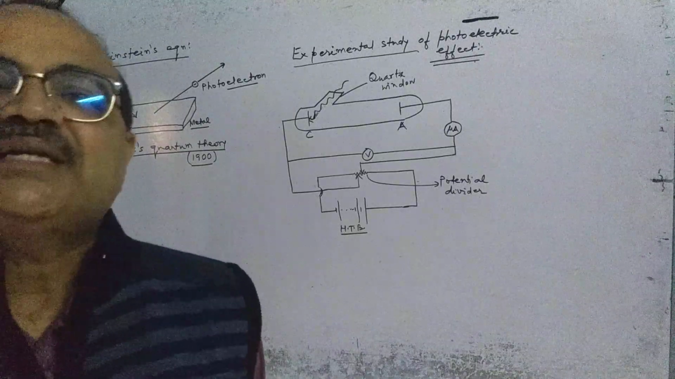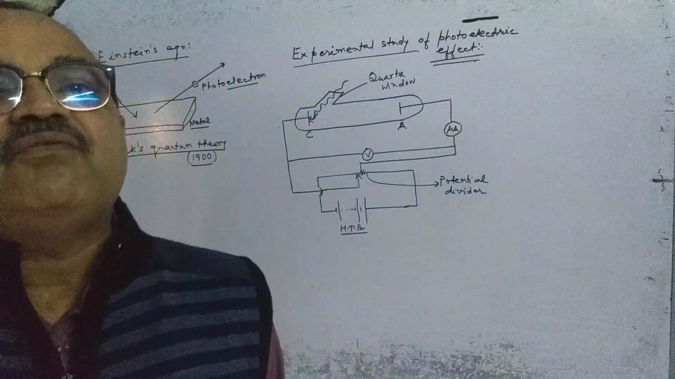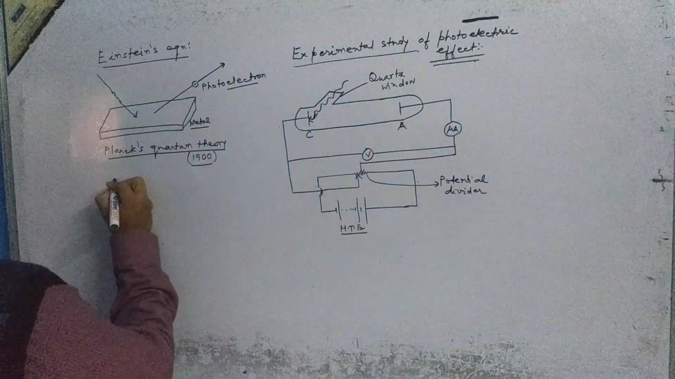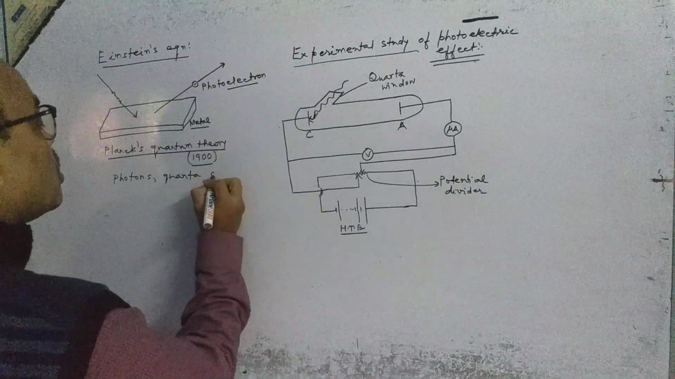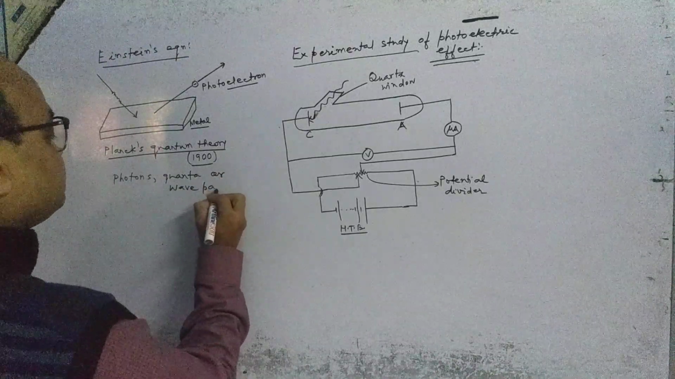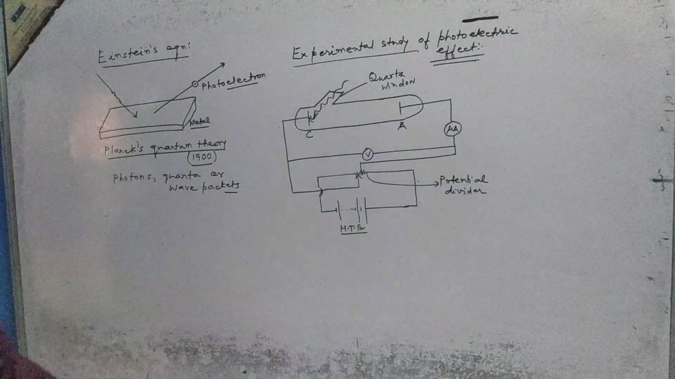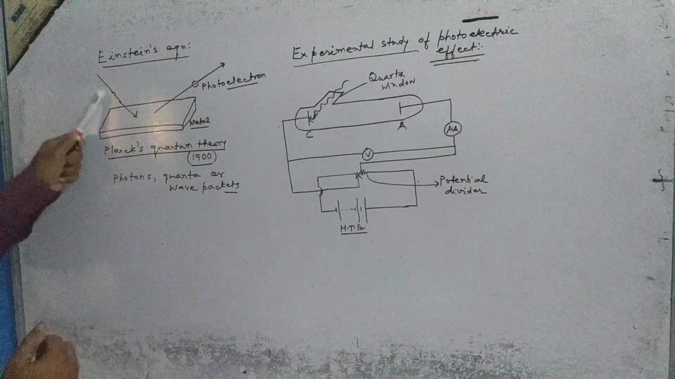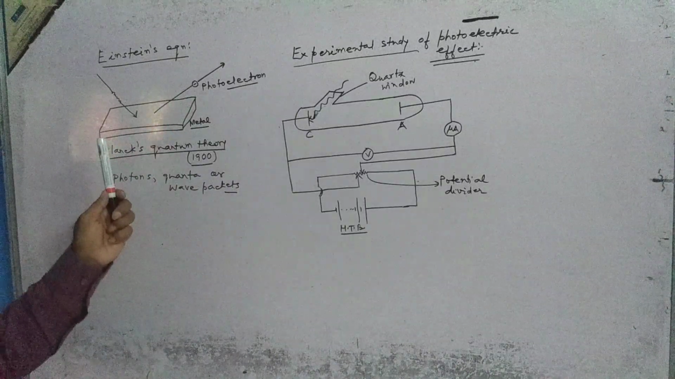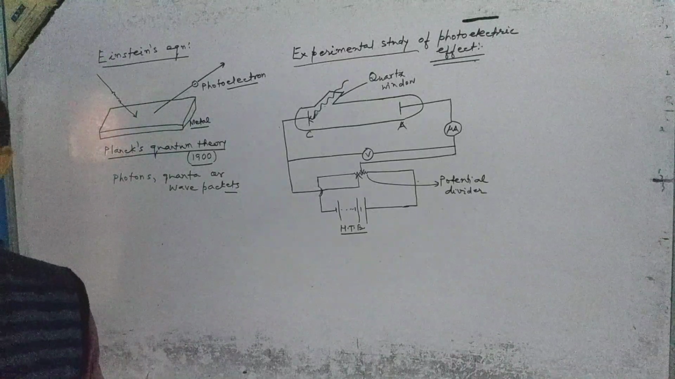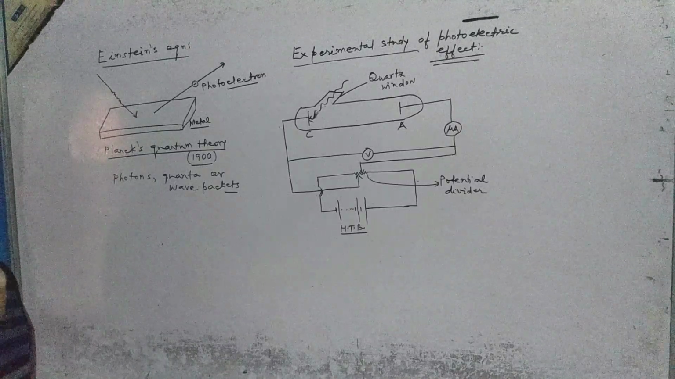Planck's quantum theory. Max Planck was a very famous physicist. He said that radiations always travel in the form of photons or quanta or wave packets. This is the incident radiation falling on this metal surface, which I have already described. This radiation has a particle form. That means it consists of small particles known as photons or quanta, and these are wave packets, meaning they have some energy.